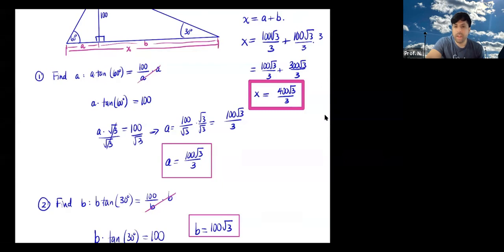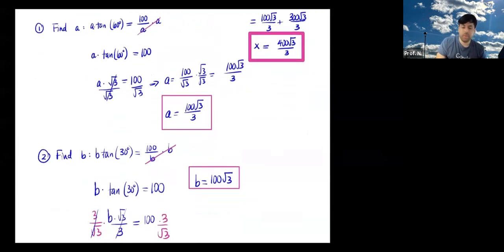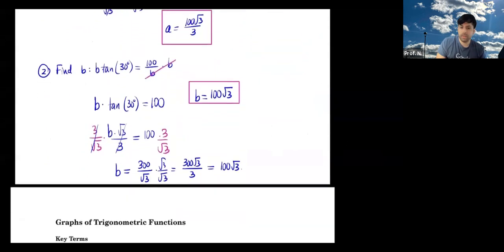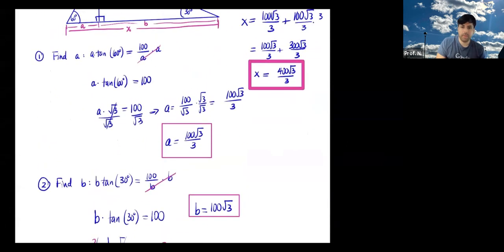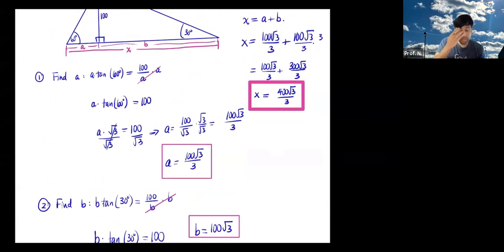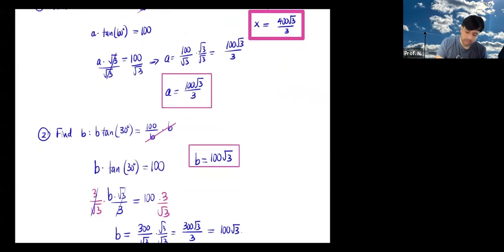Does 3 and rad 3 cancel? No. I mean, they don't cancel out. You can reduce it, but they don't cancel out. And what part are you asking about, rad 3? At the end, rad 3 over 3, you should just leave it as rad 3 over 3. 100 rad 3 times 3.